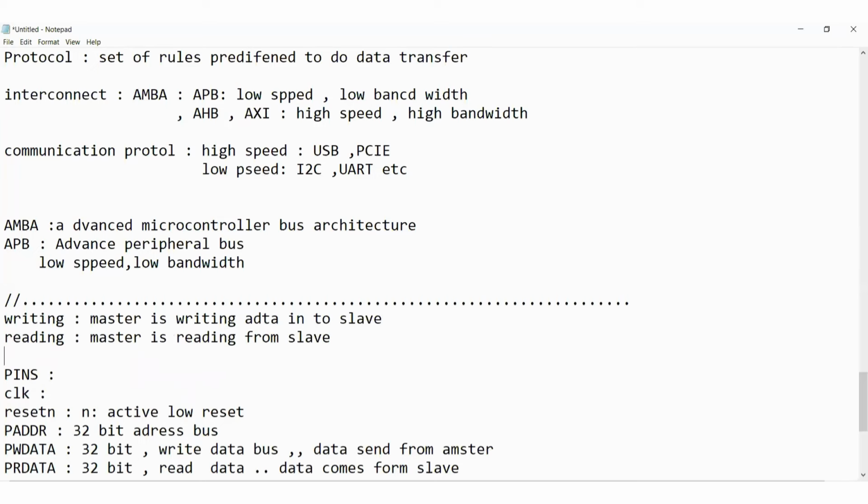Now, what is master? What is slave? Master means the one who initiates the transaction. I want to write something. Now, I started the signal for writing. I sent the signal for writing, so I will be the master. If someone else sends me the signal for writing, then that one will be the master and I will be the slave.